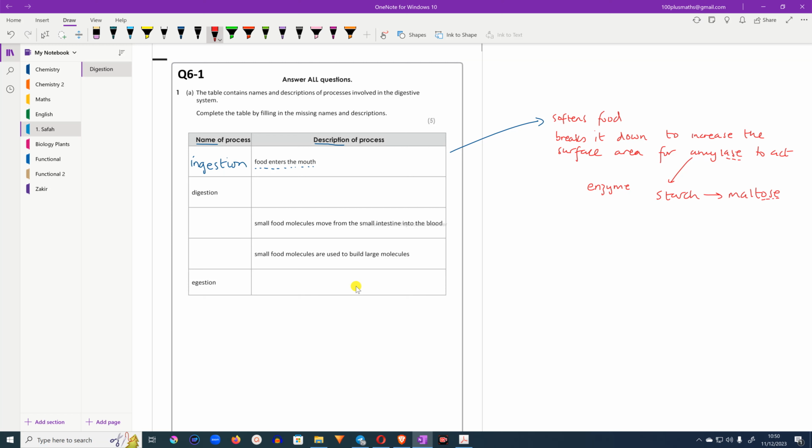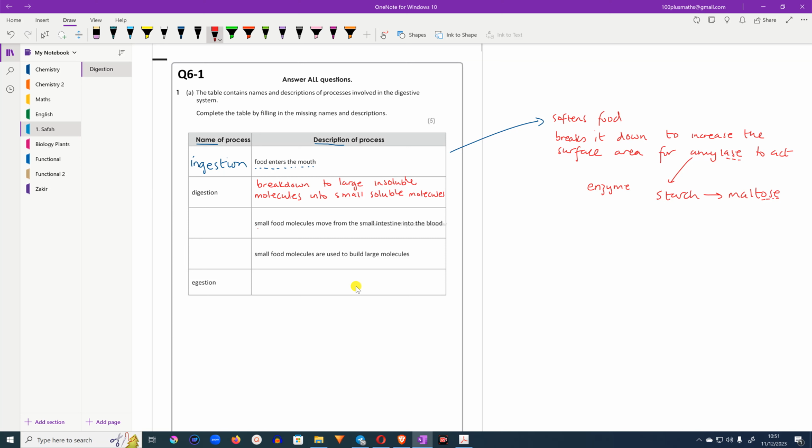Okay. So digestion is the breakdown of large insoluble molecules into small soluble molecules. I'll try to write like this rather than joined up.